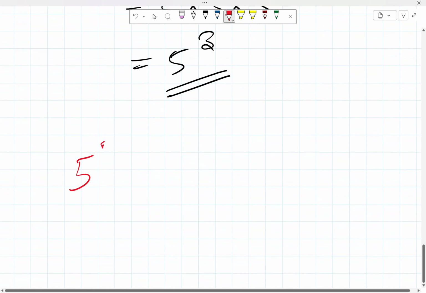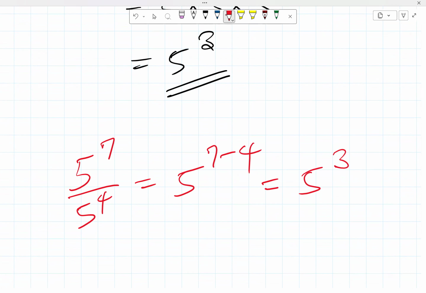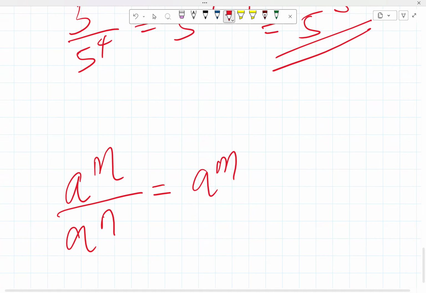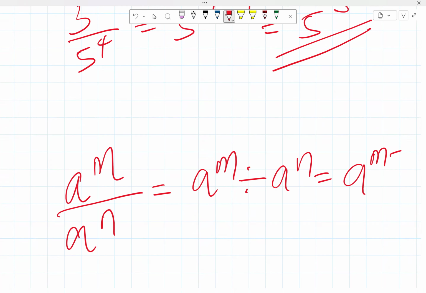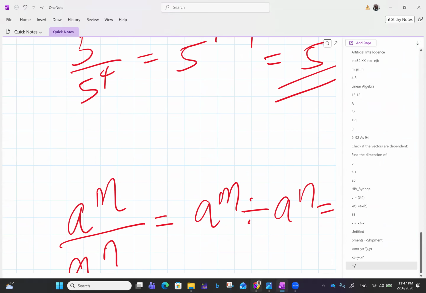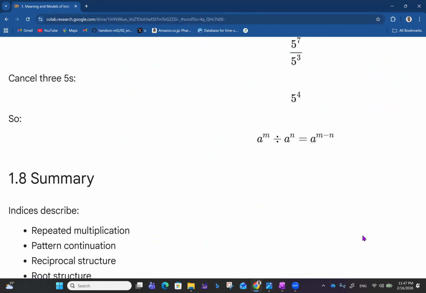Since we've seen that, there's no point wasting time next time. If you have 5 raised to power 7 divided by 5 raised to power 4, that's simply 5 raised to power 7 minus 4, which is 5 raised to power 3. And that's it. Generally speaking, if you have a raised to power m divided by a raised to power n, that is simply a raised to power m minus n. So that's another rule we are going to come across when we get to the second video.